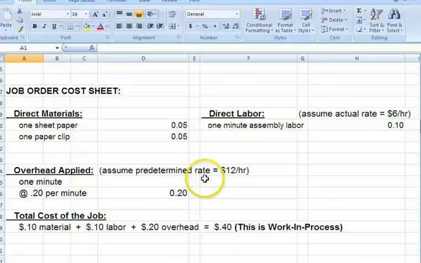So let's assume the company came up with some estimates of what they thought total overhead was going to be and the total amount of time we were going to have for direct labor in our factory, and divided that out and came up with a predetermined overhead application rate of $12 an hour. If this particular product used 1 minute, $12 an hour for 1 minute is 20 cents, and the company would have roughly 20 cents worth of overhead invested in this product.